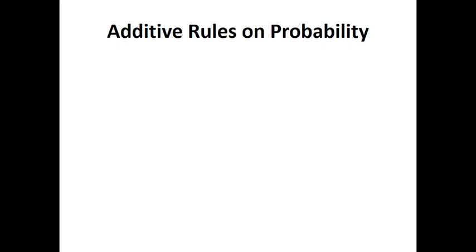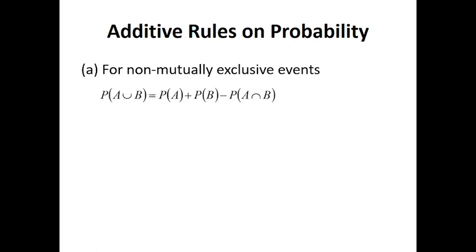So let's now proceed with additive rules on probability. For non-mutually exclusive events, here's our formula. Probability of A union B equals the probability of A plus probability of B minus probability of A intersection B. This formula is true if A and B are non-mutually exclusive.